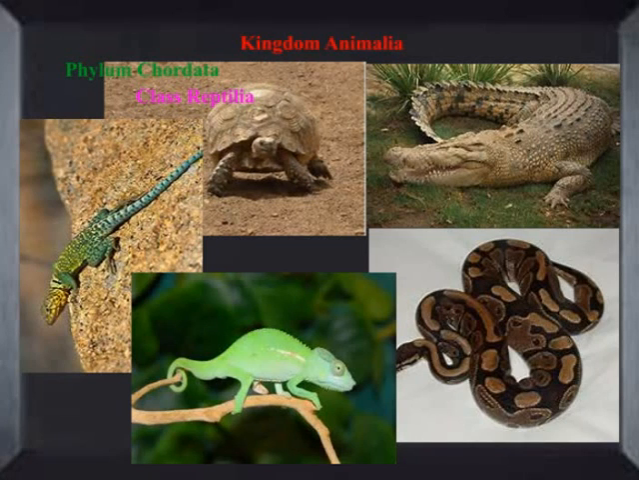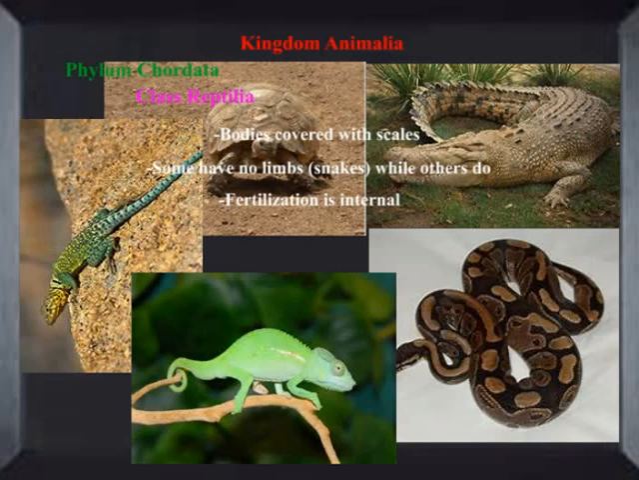General characteristics: the body of reptiles is covered with a dry, scaly skin which reduces desiccation or loss of water. Some have no limbs like the snakes, while others do have four limbs like the chameleons and the crocodiles. Fertilization in reptiles is internal and they lay eggs which are covered with a leathery shell which reduces desiccation. The eggs are usually buried in the soil and have stored yolk. Some reptiles, for example, a certain species of chameleon, retain fertilized eggs within the oviduct and give birth to live young ones.